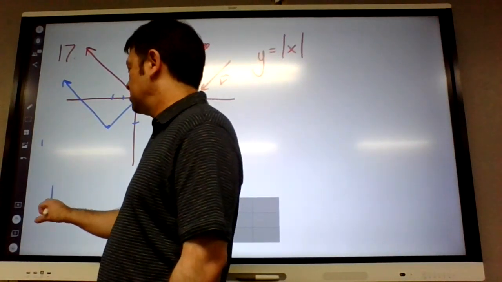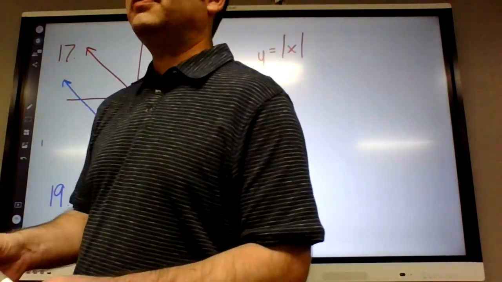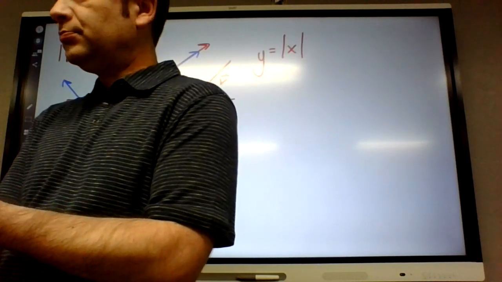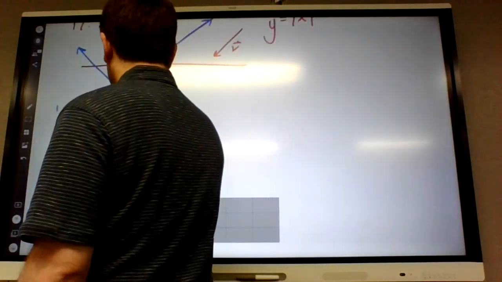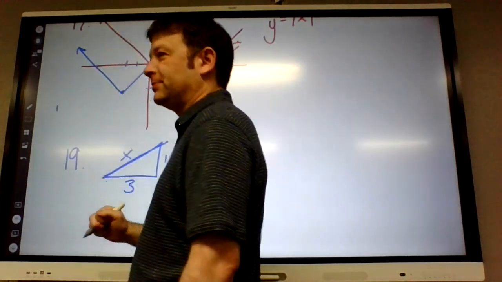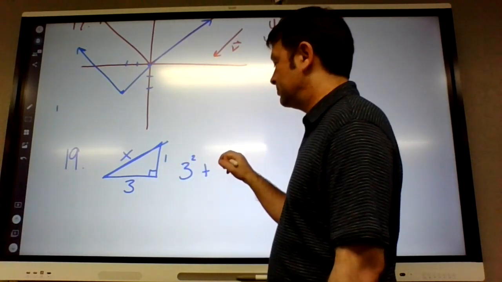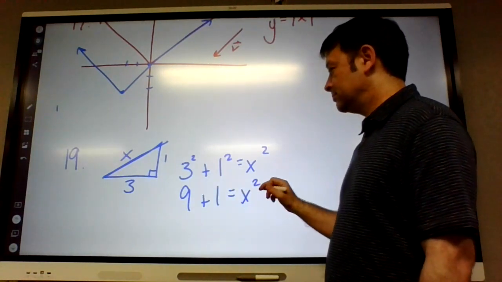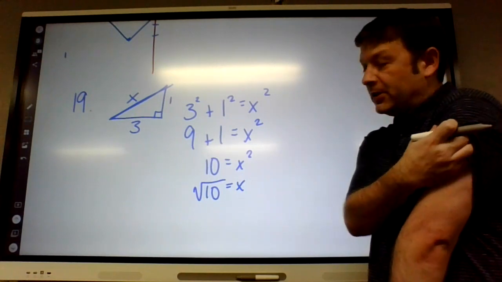19. We'll give this one to Emily. 19 asks, what's the length of segment AB on number 7? How would we do it? You go over 3, so it's 3 and 1. So how do we find the length? Emily, you like this. Oh! 3 squared plus 1 squared equals x squared. Then it's 9 plus 1 equals x squared. 10. Okay, that's the length of the segment.